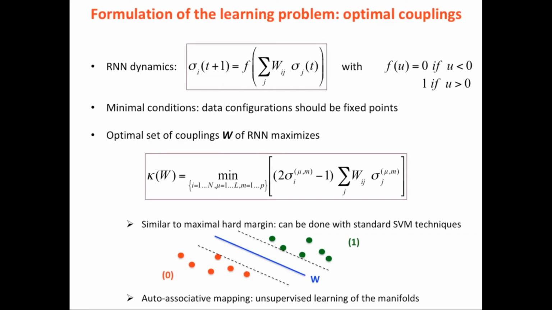So here we have a support vector machine with auto-associative mapping. We don't associate a vector of inputs to an output, but a vector of inputs to itself. So it's a way to do unsupervised learning of the manifold.